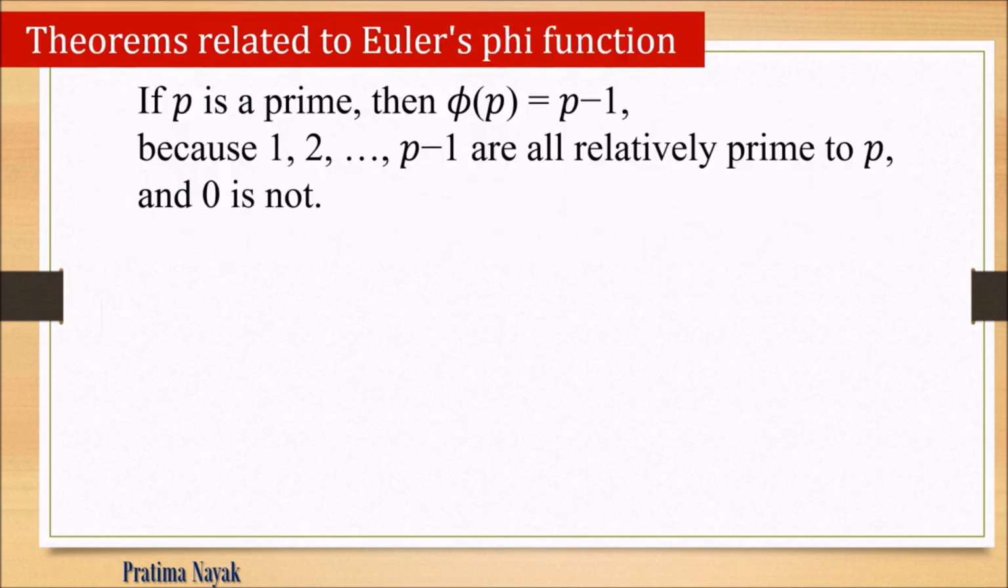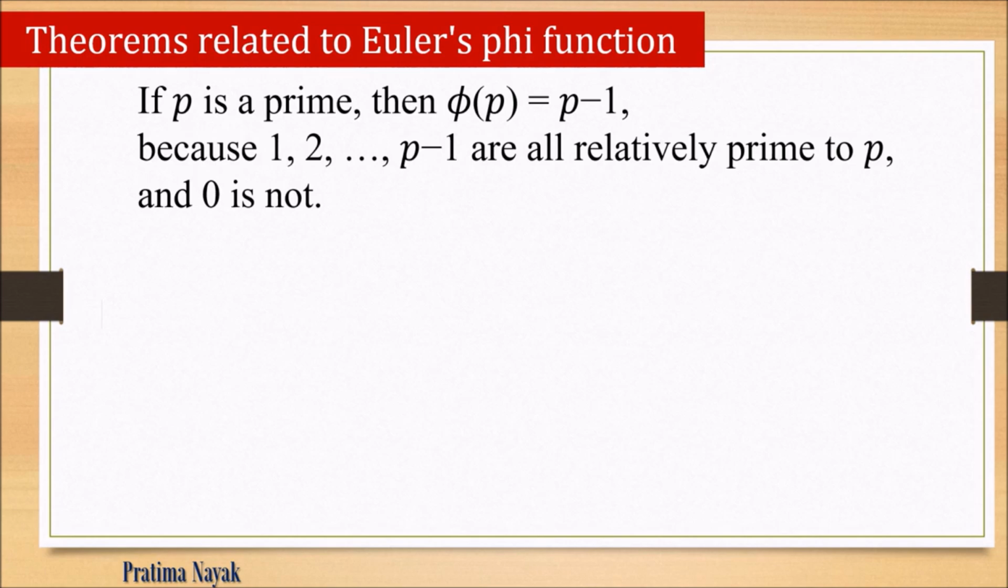First, theorems related to Euler's phi function. If p is prime, then phi of p equals p minus 1. That means no need of counting. We can simply write it down, because 1, 2, 3 up to p minus 1 are all relatively prime to p. But 0 is not considered.